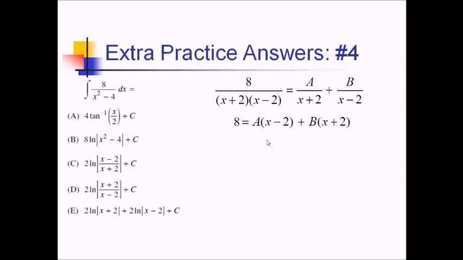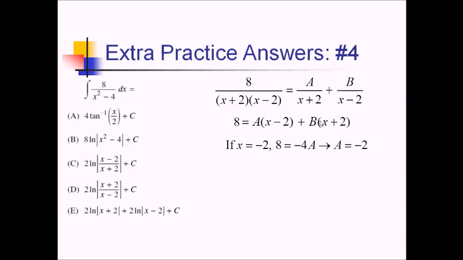Now I'm going to plug in some convenient values of x to help me isolate a and b. I want to get a first, so I need to get rid of b. So I'm going to plug in a value of x equals negative 2. That zeroes out the b term, and this is going to be 8 equals a times negative 4. So then a is going to equal negative 2 if I divide.